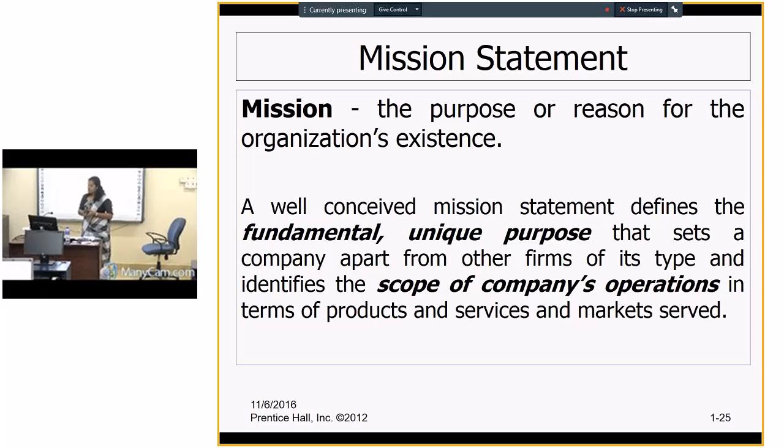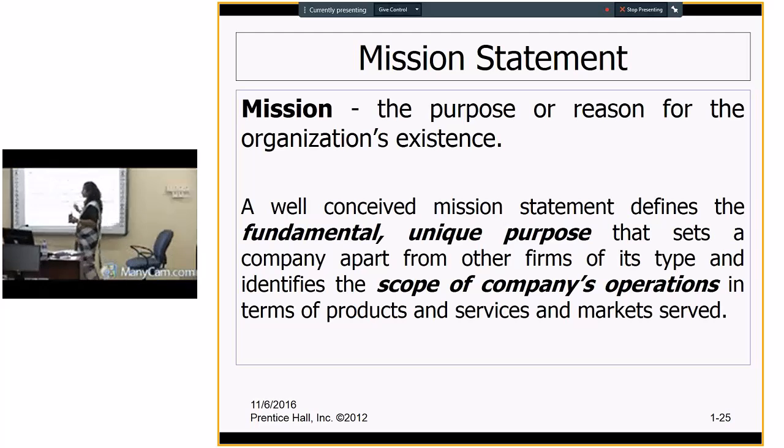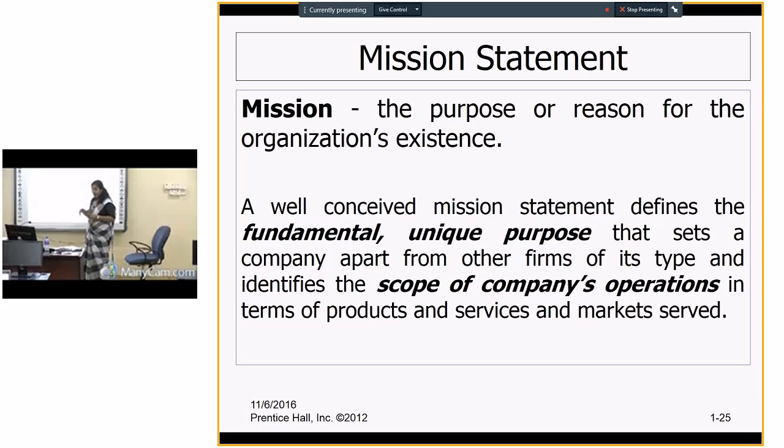And also we have to identify the scope of the company's operations in terms of products and services and markets served. As I mentioned, when it comes to the scope of the company's operation, we should highlight our product or a service. Can you remember as we discussed on the strategy definition? We highlight the scope in the sense of what kind of products or services we are offering to the market. So a good mission statement has to highlight the fundamental or unique purpose. Got the point? And also they have to mention the scope of the company's operations.